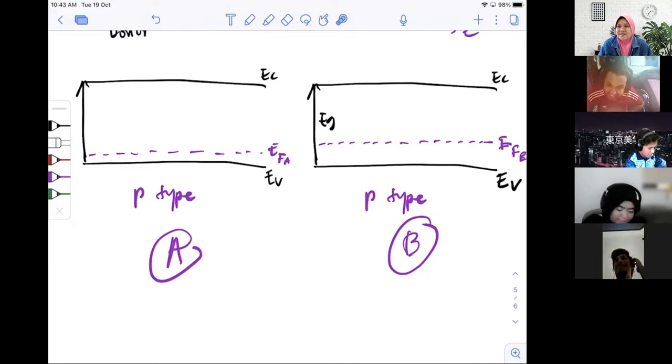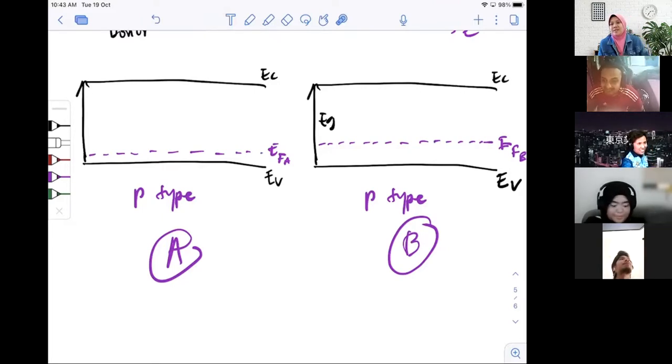Payah sikit soalan ni ke? Kau faham tak soalan tu? Nope. Dah kau tak faham, tanyalah dia. Jangan senyap. If you don't understand any question, ask her if you don't understand. Can you repeat again?